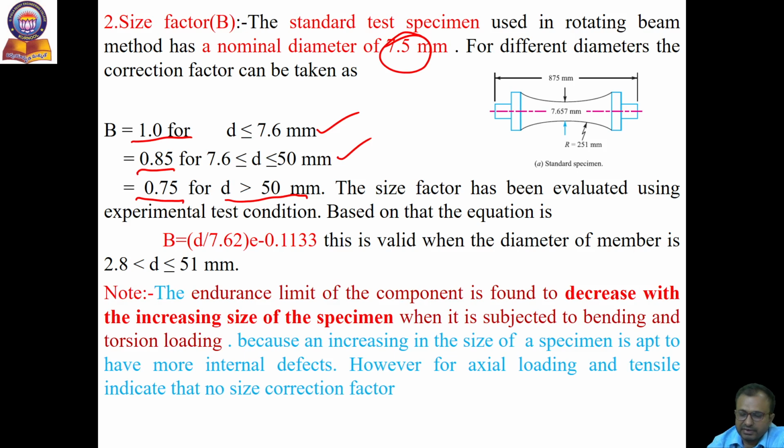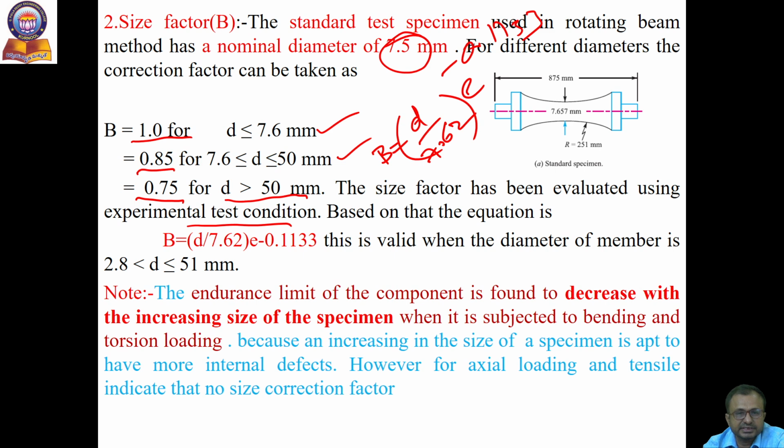So these values have been evaluated using experimental conditions. Not only this, we have one more equation: B is equal to D by 7.62 to the power minus 0.1133. Using this equation also, we can find the B value if we know the diameter. Sometimes in problems or design procedures, they don't give the diameter, so you assume that the diameter is between 7.6 and 50 mm.